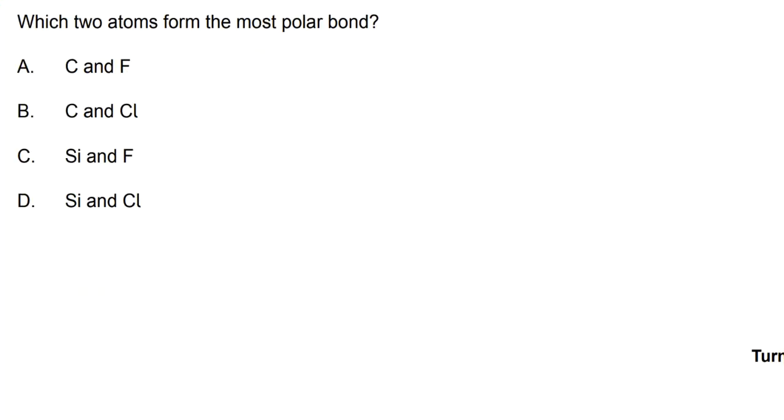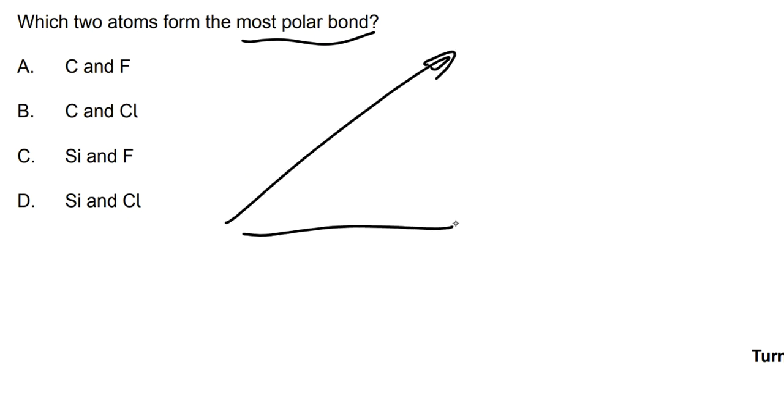Which two atoms form the most polar bond? Most polar bond is in terms of difference in electronegativity. So if we think about differences in electronegativity, electronegativity basically increases that way across the periodic table. So left to right and down to up. That's why fluorine is the highest. So next we look at carbon. So we see that fluorine and chlorine are going to be the high electronegativity items in this hypothetical polar bond. So these halogens are going to be the high ones.